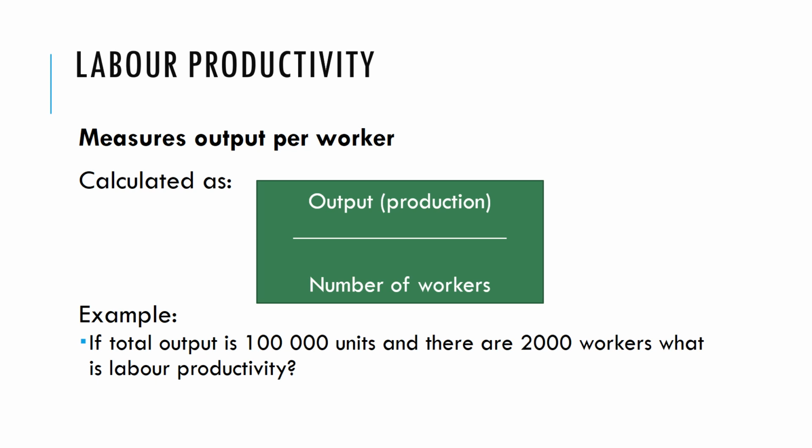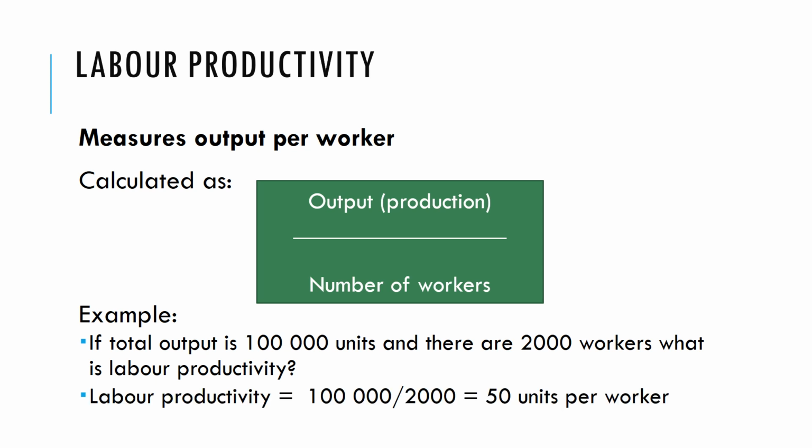If you want to pause the video, have a quick go over the calculation, and then see if you get it right. Well, labour productivity in this example will be 100,000 units divided by the 2,000 workers, so 50 units per worker. So labour productivity here would be 50 units per worker, the output per worker.